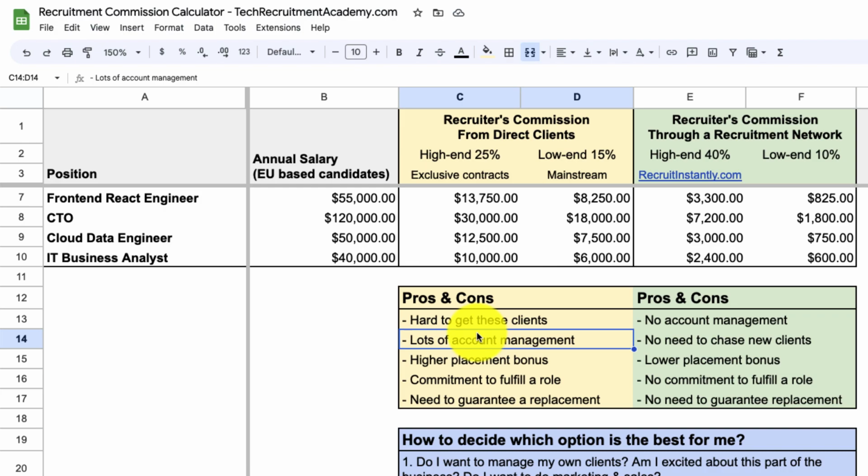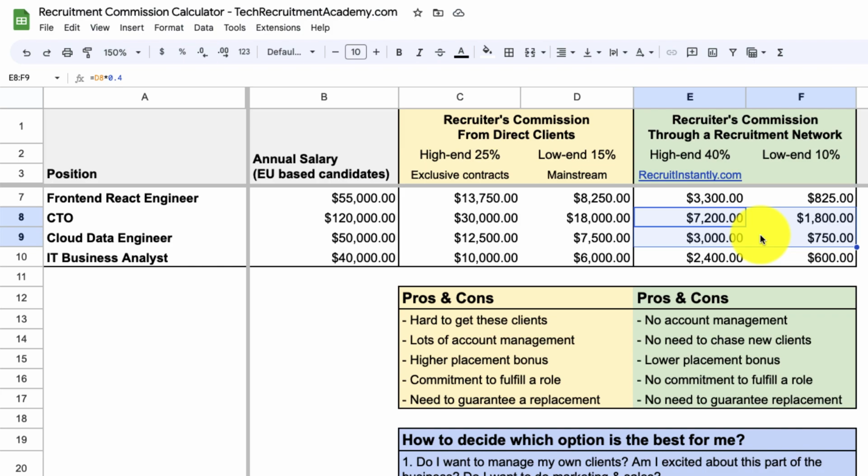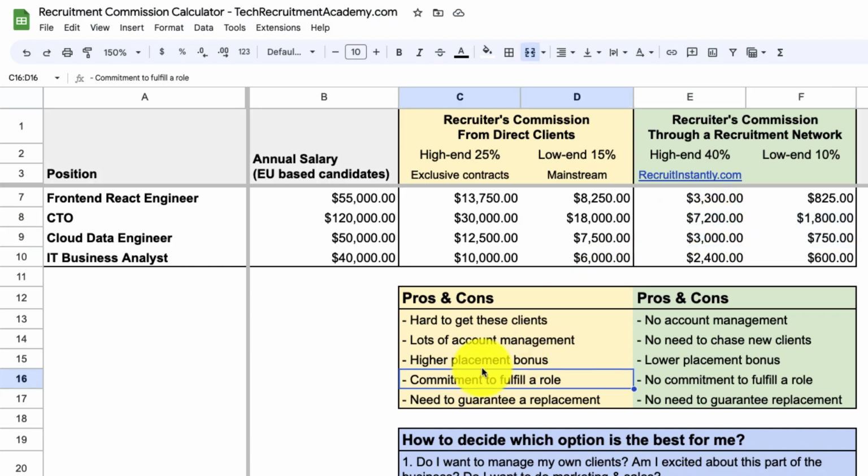Obviously, as I mentioned, the commission is higher once you manage to place a candidate. So that's very cool. You probably want to have these clients, but you would not start with these clients right away. You could start with the commission only network because that's easier. Okay, so even if the commission is lower, it is easier to get your foot through the doors.